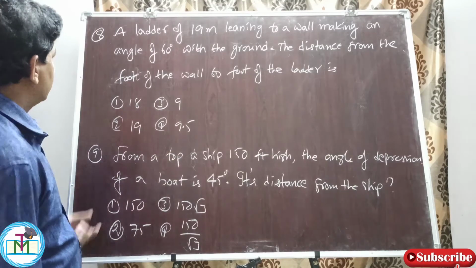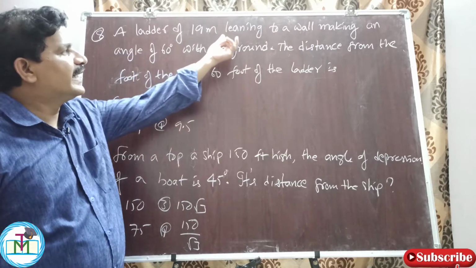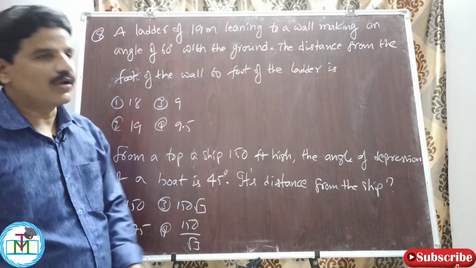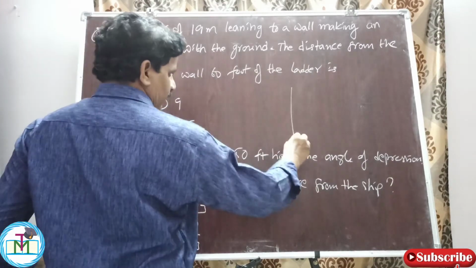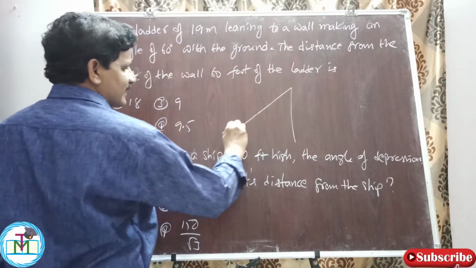Question number 8. A ladder of 19 meters leaning to a wall. So there is a wall. A ladder of 19 meters length.